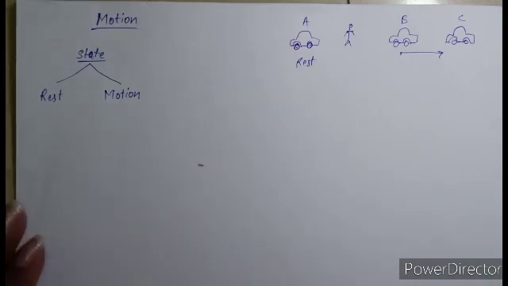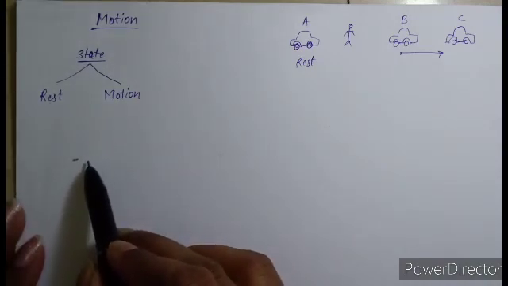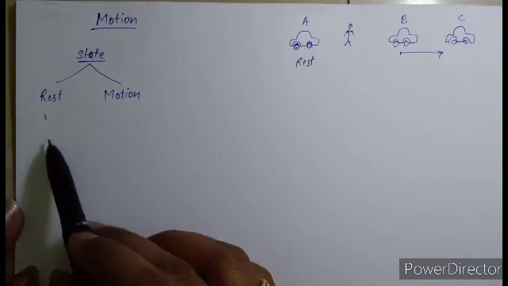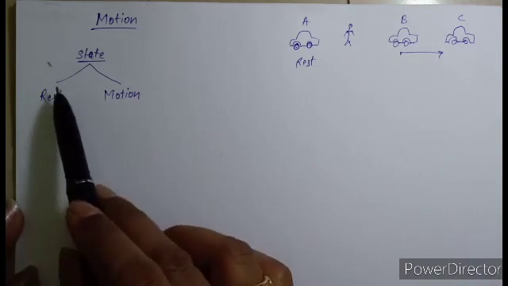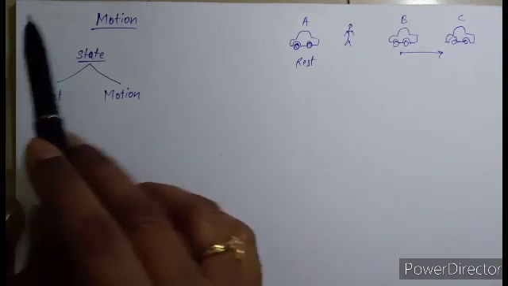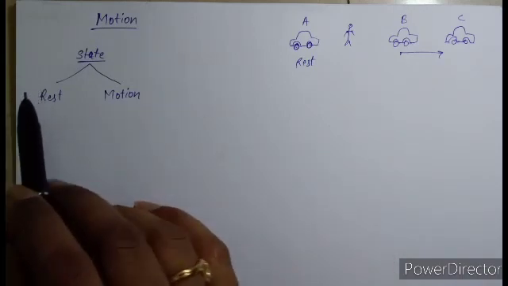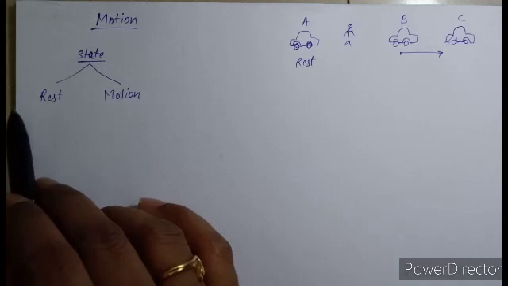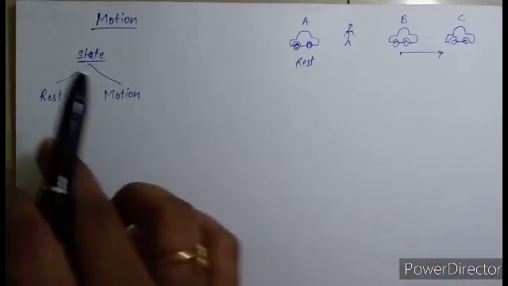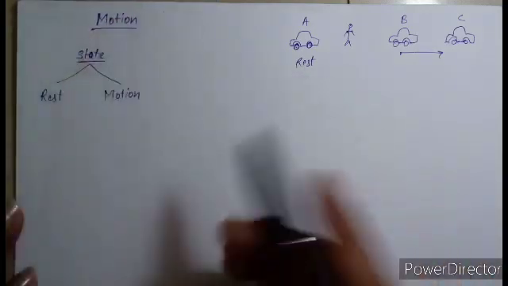So here we have a live example. This ant is changing its position with respect to time, and this camera is observing that ant. So it's changing its position. That means the ant is in motion. Don't know where it went off.